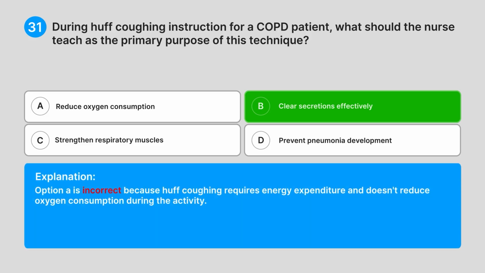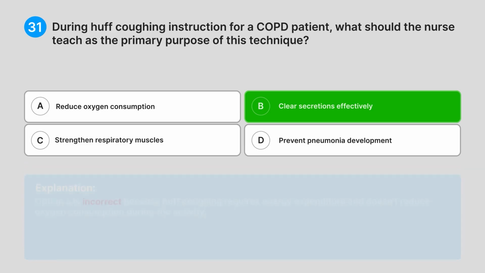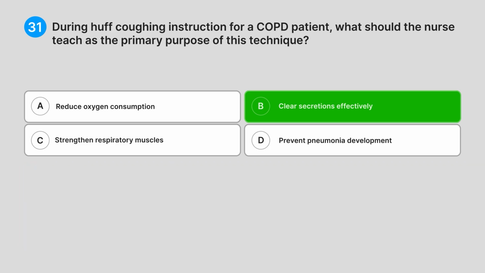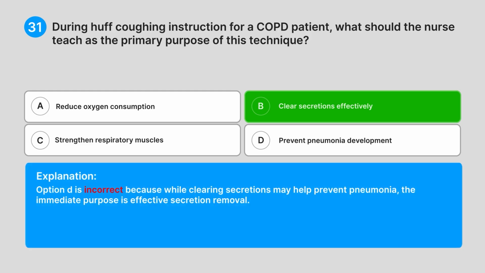Option A is incorrect because huff coughing requires energy expenditure and doesn't reduce oxygen consumption during the activity. Option C is incorrect because while coughing uses respiratory muscles, the primary purpose is secretion clearance, not muscle strengthening. Option D is incorrect because while clearing secretions may help prevent pneumonia, the immediate purpose is effective secretion removal.